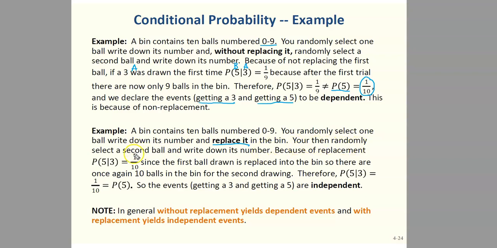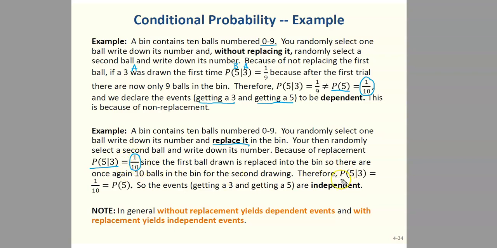And then we randomly select the second ball and write down its number. Now because of replacement, the probability of getting a 5 given that a 3 was previously drawn is still 1/10. Because after the 3 was selected the first time, you put that ball right back in the bin, so the bin still has 10 balls in it, numbered 0 through 9.